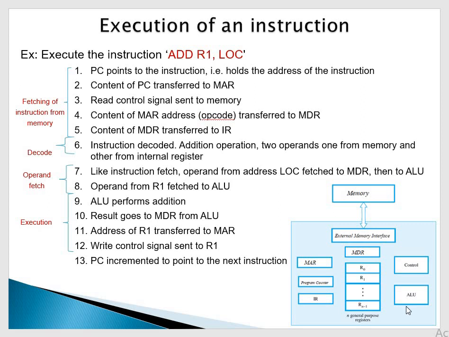So after the execution of the instruction, the result will move to R1. A write control signal will be sent by the control unit to R1, and the data of the MDR will be copied to R1. At the same time, the program counter will be incremented, and this increment will point to the address of the next instruction. So whatsoever the current address was, it will be incremented, and now the PC will be ready to point out the next instruction.